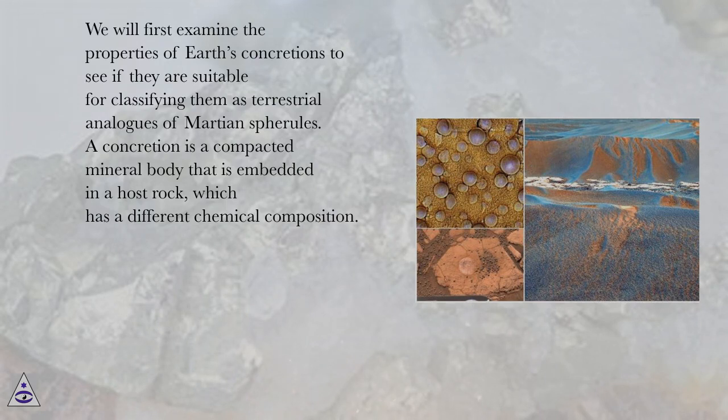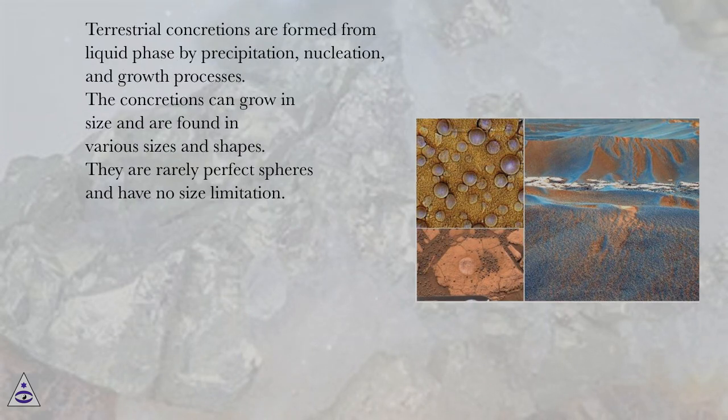A concretion is a compacted mineral body that is embedded in a host rock, which has a different chemical composition. Terrestrial concretions are formed from liquid phase by precipitation, nucleation, and growth processes. The concretions can grow in size and are found in various sizes and shapes. They are rarely perfect spheres and have no size limitation.